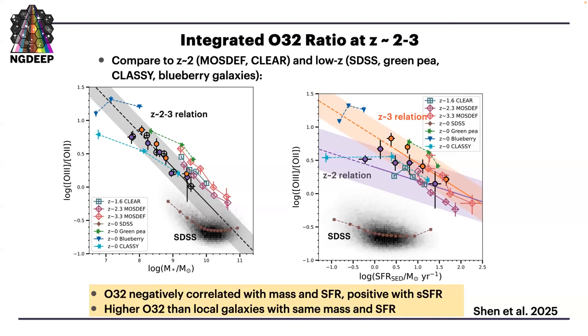But what we also see is a very large difference from the SDSS sample. This is 0.6 dex. And if we look at the O3-2 ratio as a function of star formation rate, it becomes even higher, like a 1 dex difference. So the question here is what drives the O3-2 ratio to be higher at high redshift, and also what drives the O3-2 ratio to be higher at low stellar mass.